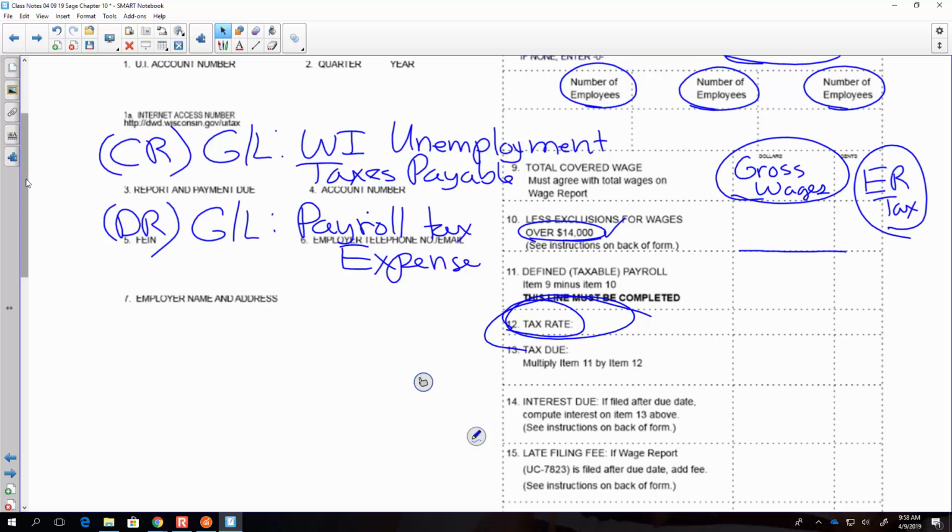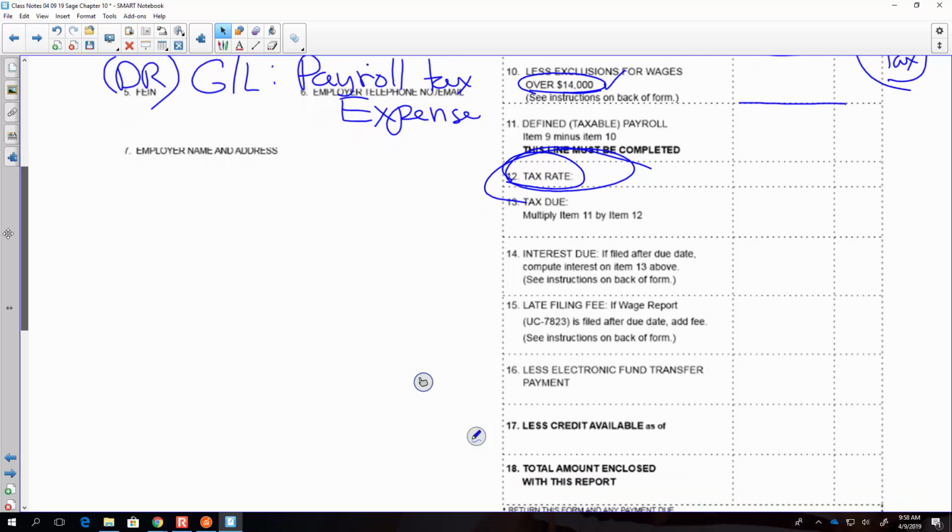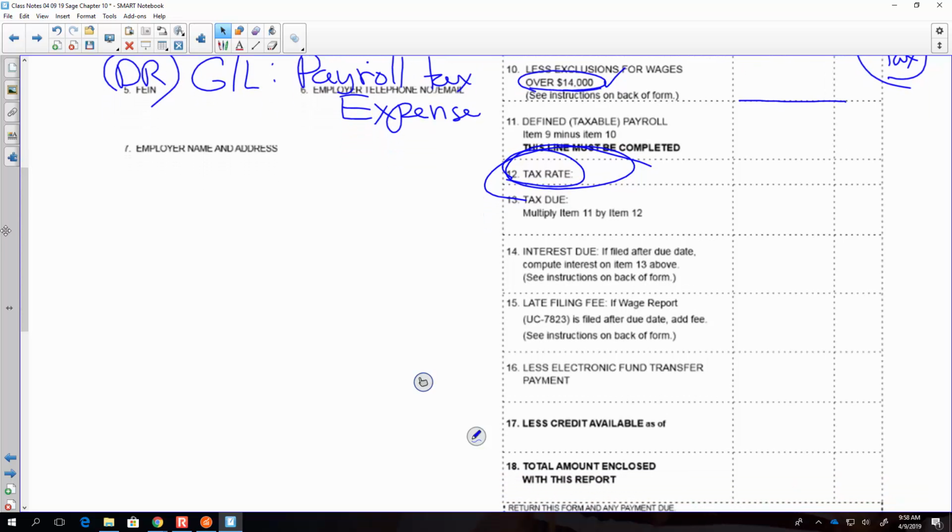It's called Shank now. Anyway, the state gives you the rate. The Department of Workforce Development gives you this rate every year. You put that rate in, it computes the tax, line 11 times line 12 on line 13. Here again, you cannot be late, don't be late. And then finally, the tax is due at the end, for the most part.